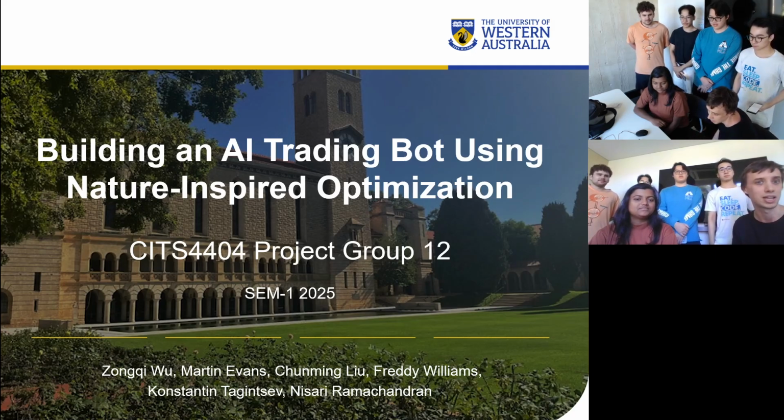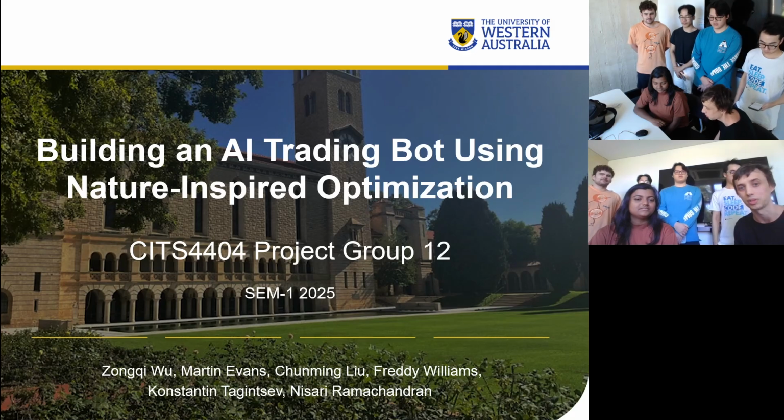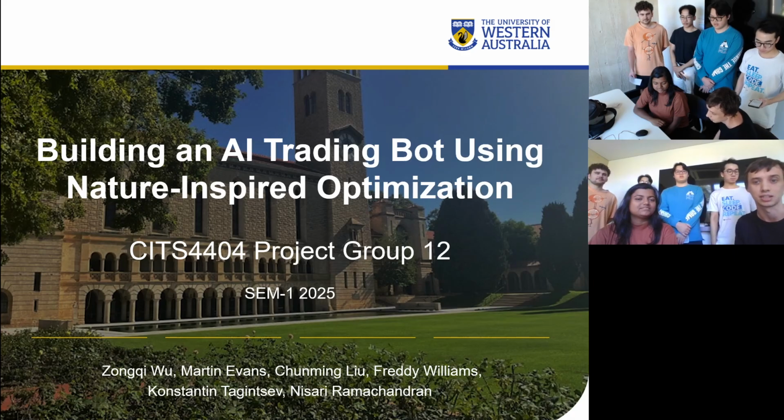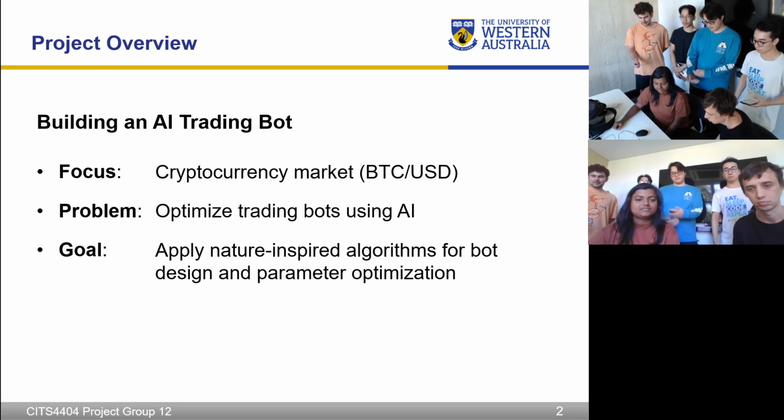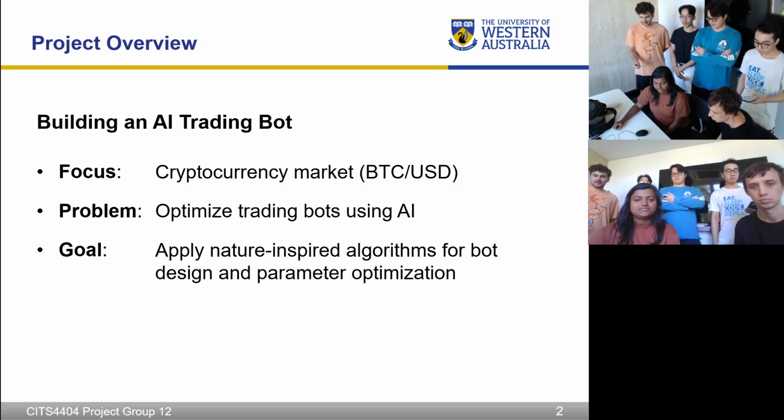Today we will present our project on building an AI trading bot using nature-inspired optimization techniques. Our project focuses on the development of an AI-powered trading bot for cryptocurrency markets, specifically Bitcoin. Trading bots dominate financial markets, handling up to 70–80% of all trades. We aim to optimize our bot's trading strategies using nature-inspired algorithms that mimic biological or physical processes to solve complex optimization problems.